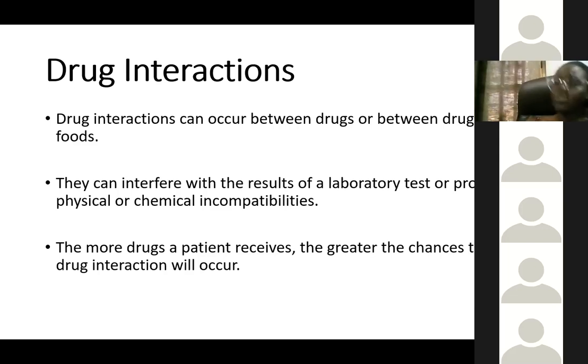Also, the more drugs a patient receives, the greater the chances that drug interaction will occur. So usually there is something called the BNF, the British National Formulary. It's a book which contains so many medications, their dosages, side effects, and all that. At the back of the book, there is the drug-drug interaction section. So if you want to give a medication and the patient is already on a medication, you can check to see if the medication can interact with what you've already given.